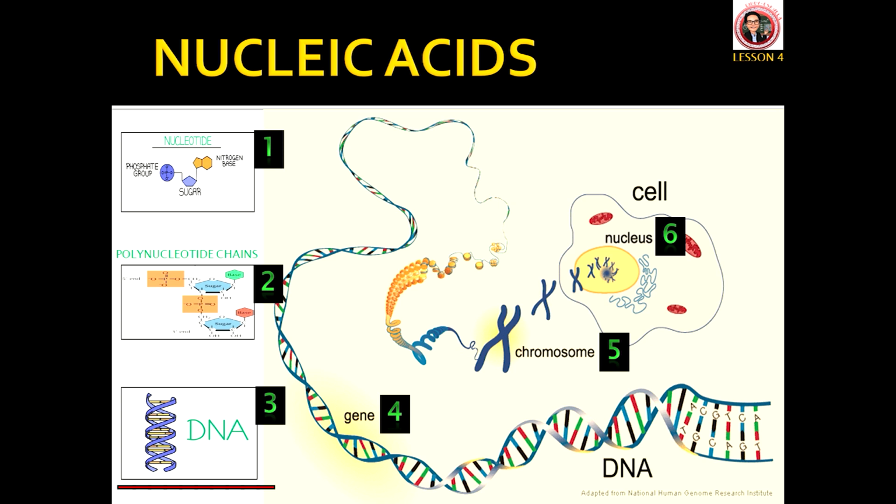Kapag pinagsama-sama naman ang DNA, genes ang nabubuo. A gene is the basic physical and functional unit of heredity. It is actually a segment of DNA that has two variations na tinatawag nating alleles. Genetic variations are the differences in DNA segments or genes between individuals, and each variation of a gene ay tinatawag nga natin na allele.